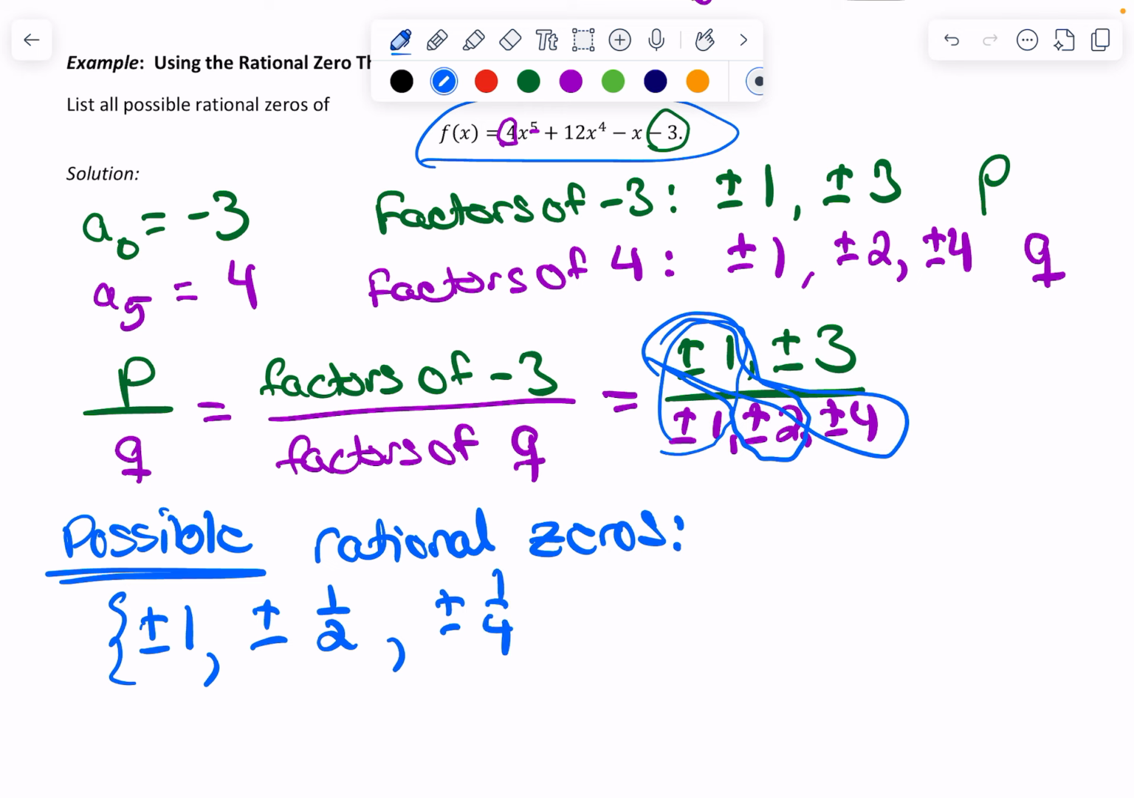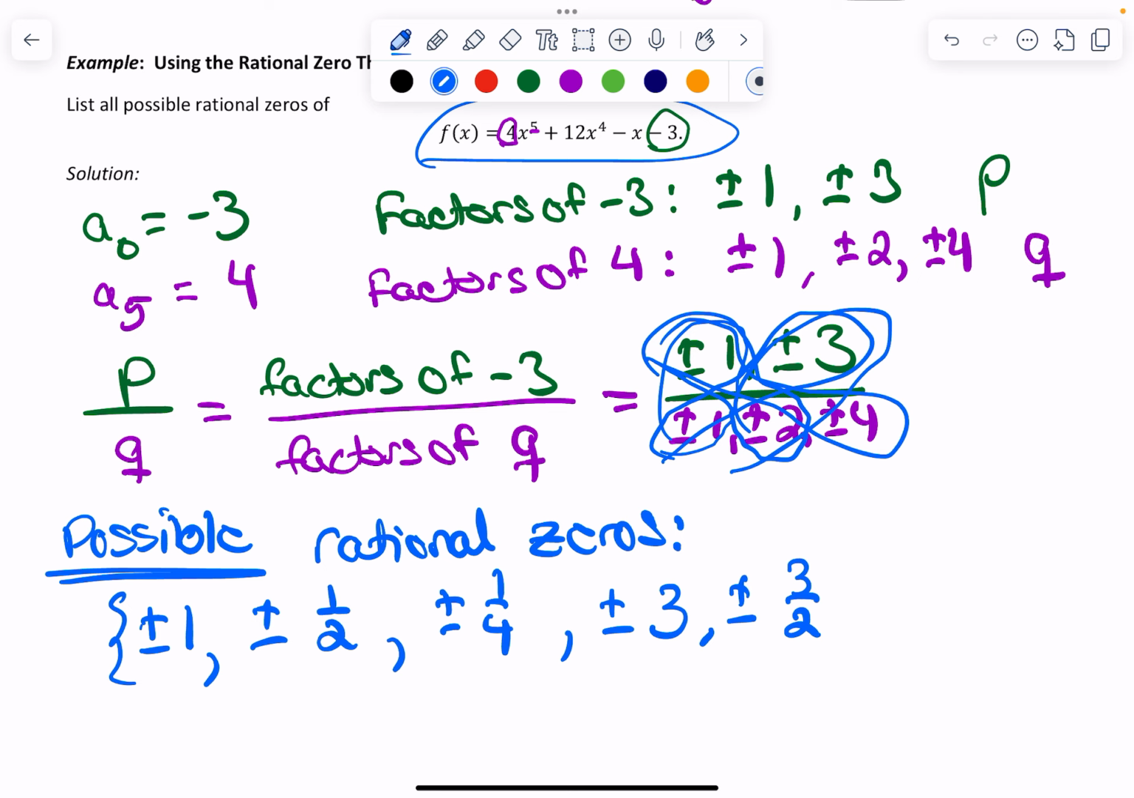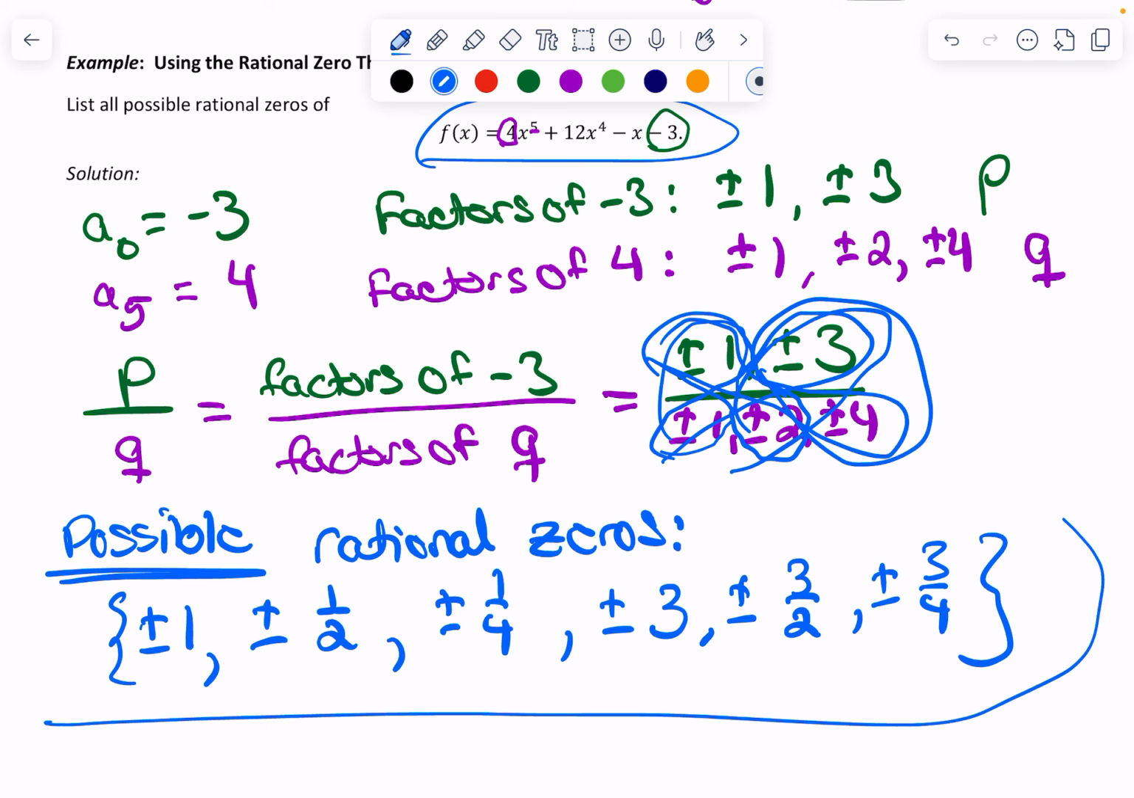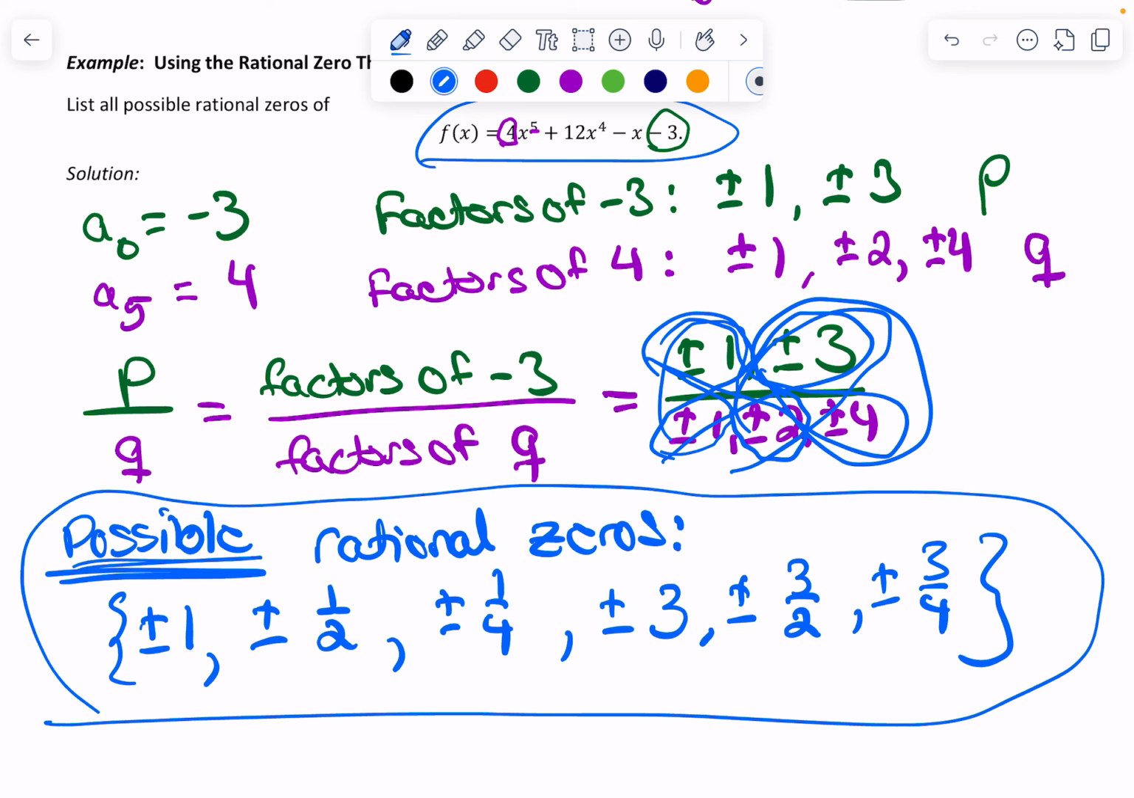And now, since we divided the 1 by everything that's under, we're going to take the 3 and divide it by the same numbers. So positive and negative 3 divided by 1 is a 3. Positive and negative 3 divided by 2, and positive and negative 3 divided by 4, or 3/4. And we close that. So these are our possible rational zeros. And again, the key word is possible. So they're not necessarily all the rational zeros.